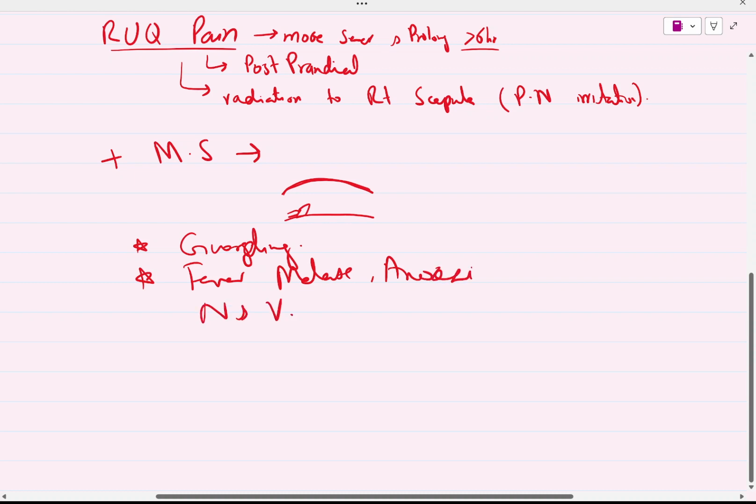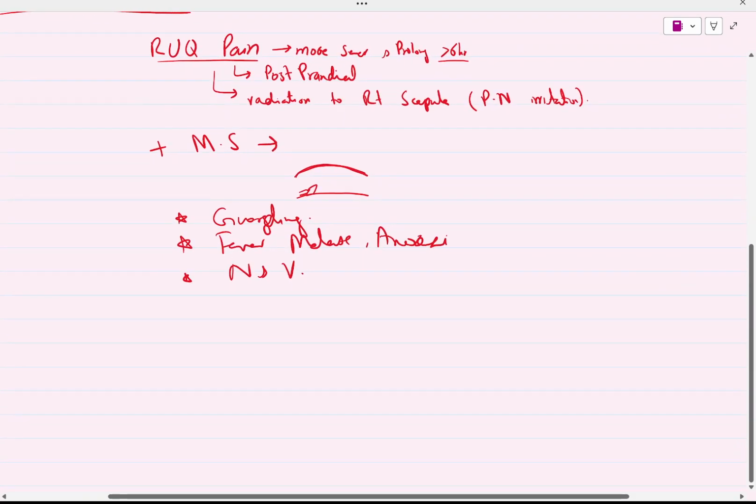Nausea and vomiting can also be present. So this is the clinical presentation. A patient comes to you with right upper quadrant pain, which is very, very severe, and the duration is more than 6 hours with nausea and vomiting. You try to palpate the gallbladder, and there is a positive Murphy sign.